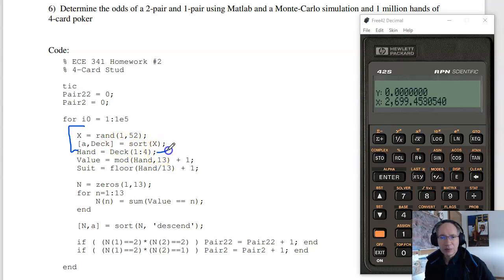The first 4 cards are my hand. To determine the value, I take the card mod 13, which gives you 0 to 12, plus 1, so 1 to 13. The suit, and again, this really should be different. It works for every card except for the last card, 52, but we're not using suits, so it doesn't really matter.